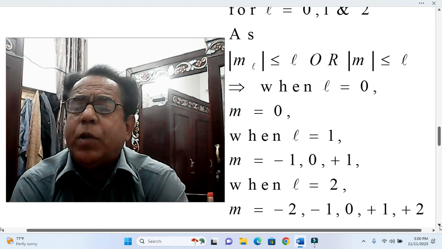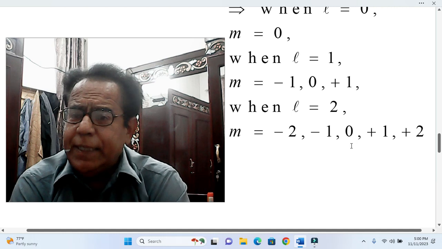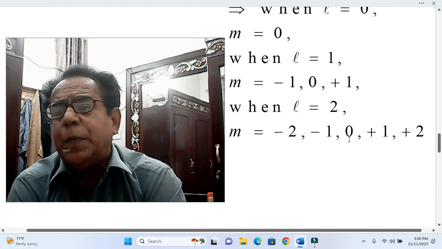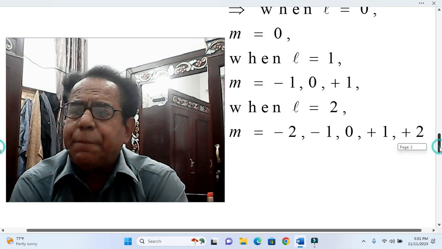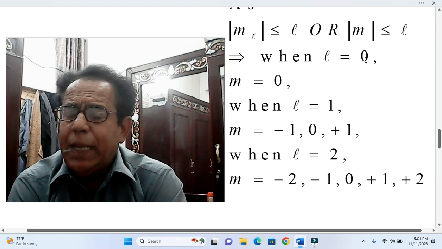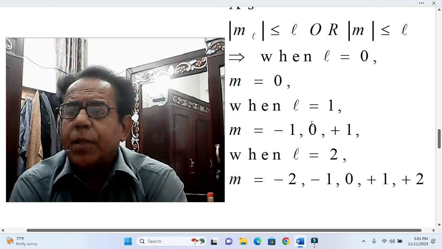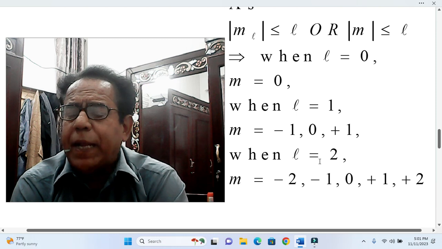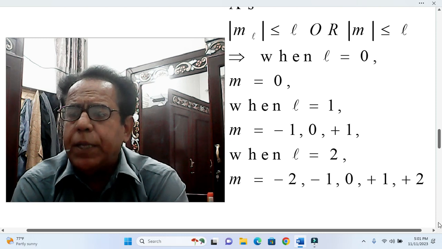Now we come towards the third value, that is when L is equal to 2, then m is equal to 0 in the center, plus values on the right hand side and minus values on the left side, with the condition that m is at the most equal to L, otherwise it is less than L. So when L is equal to 2, m gets these 5 values: 0, plus 1, minus 1, plus 2, minus 2. These are the values of m.